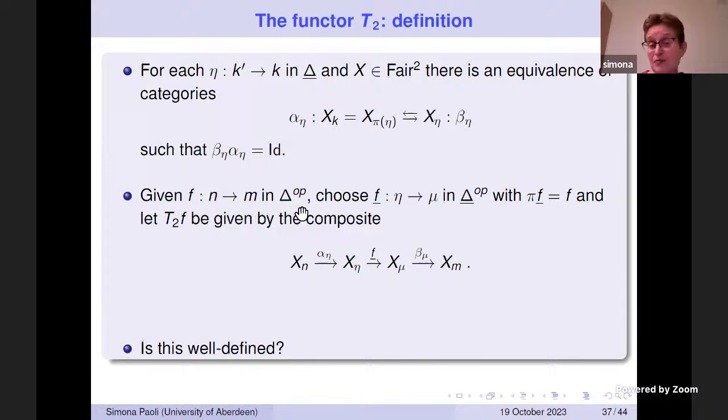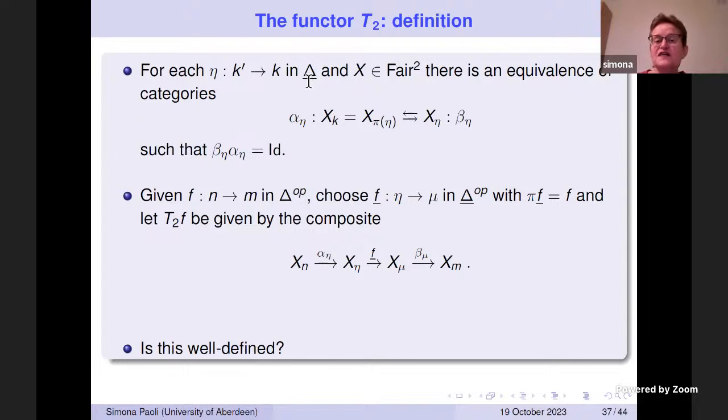So if you have a map in Delta O, we don't know, so you have a weakly globular double category. So you have a Fair2 category to start with. So there's nothing you can do with this map alone, right? So what you want to do is to lift this map to a map in Fed Delta. What does lift mean? You take a map that maps to this F through this pi, which maps Fed Delta into ordinary Delta.